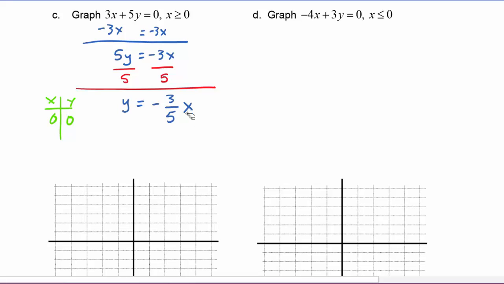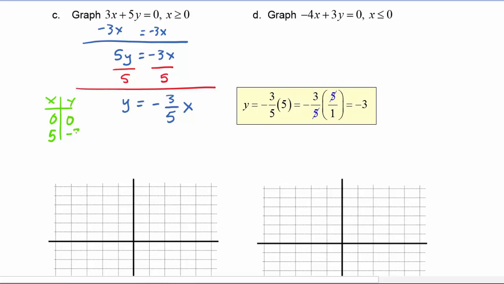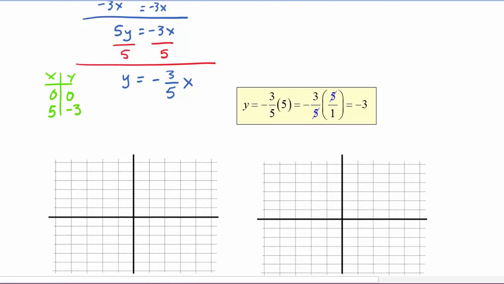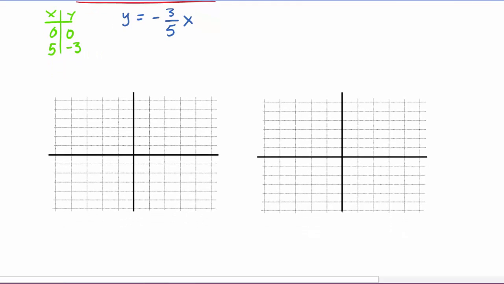And to pick an x value, again, we use our denominator as 5, so we're going to go ahead and pick that x is positive 5 because that is a positive x value. So if we pick that x is 5, then y is going to be negative 3, and we can go ahead and plot those 2 points to get the graph of our ray. So we have (0, 0), and we have (5, -3) right here, and our ray is heading off in this one direction only.